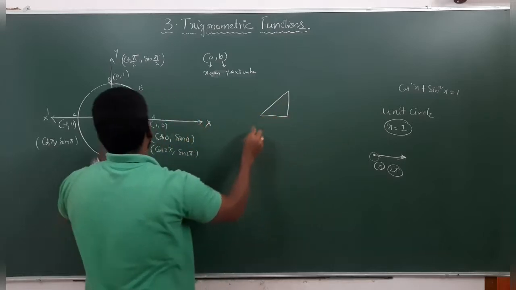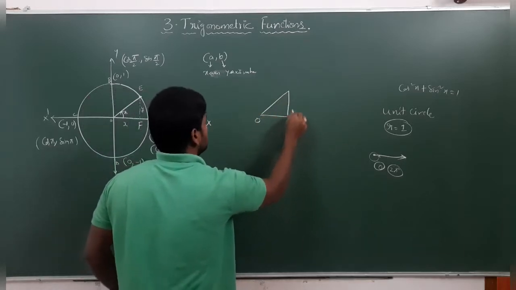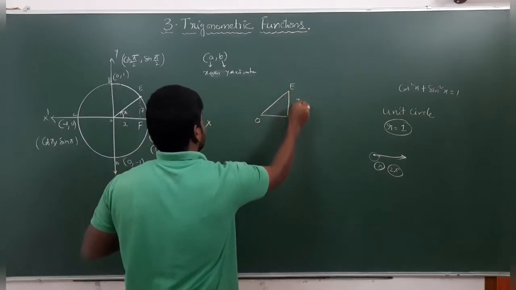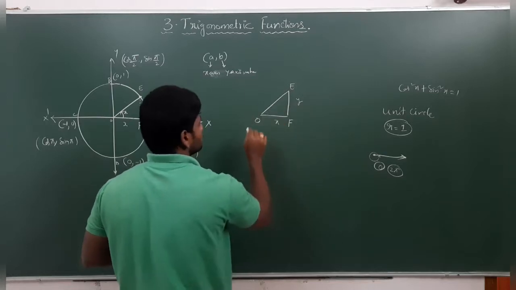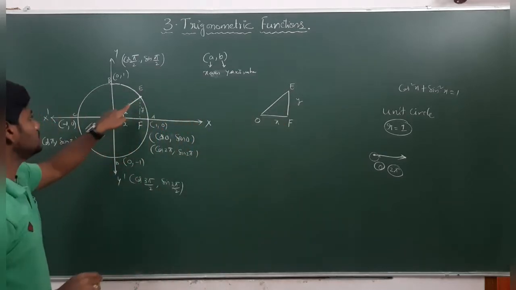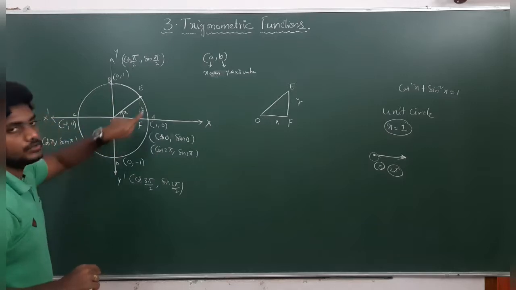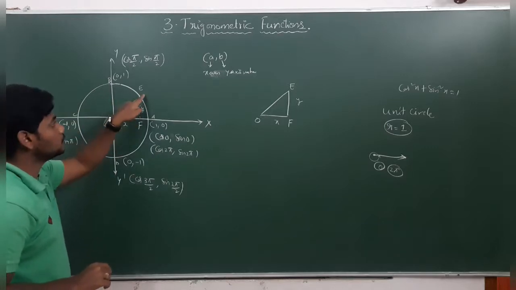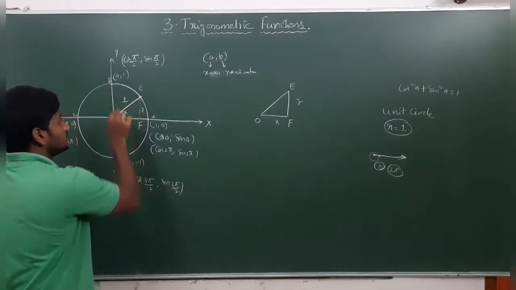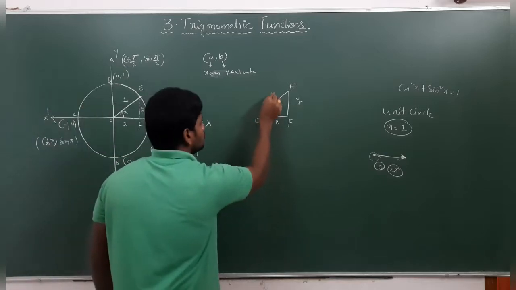This forms a right angle triangle. So those points are O, F and E. I consider this as Y and this as X, right? As it is a unit circle, what is the distance from O to E? That is equal to 1, right? That is equal to 1.